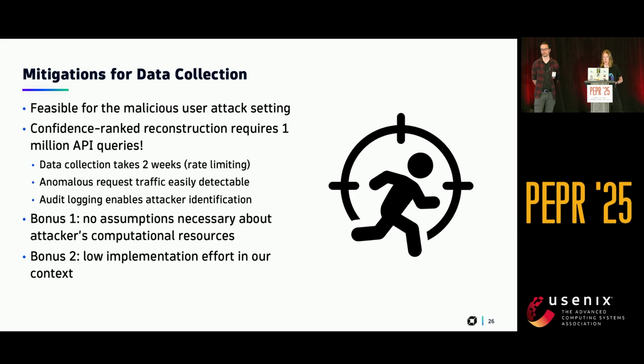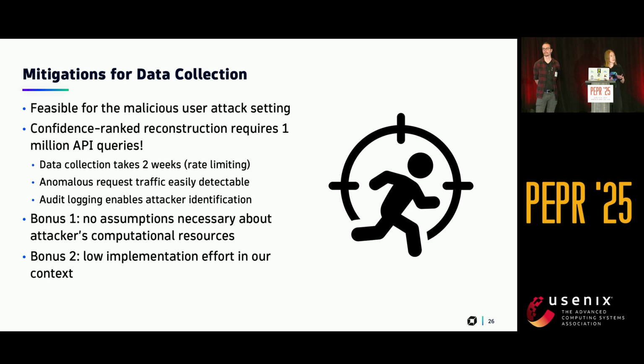And why am I so confident that we can mitigate data collection? Well, Patrick mentioned that the confidence rank reconstruction attack only managed to recover 2% of the dataset. That took 1 million API queries to get enough statistics. So with the default API rate limiting, that's going to take 2 weeks of the attacker hammering us with requests to try and gather all that data. That's very noisy, very easy to detect, and we can alert the customer about it.